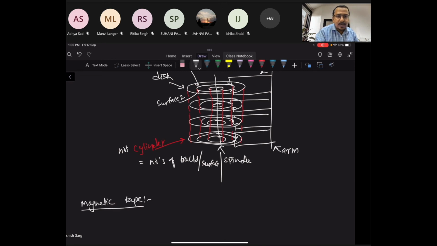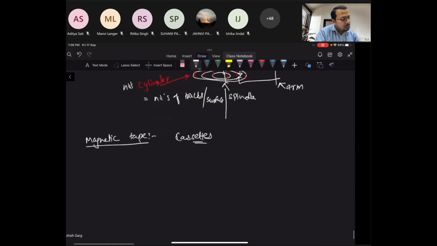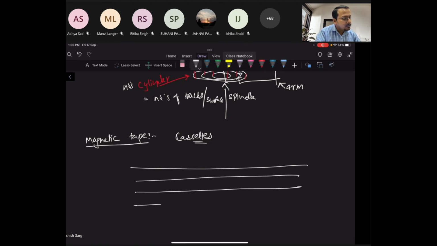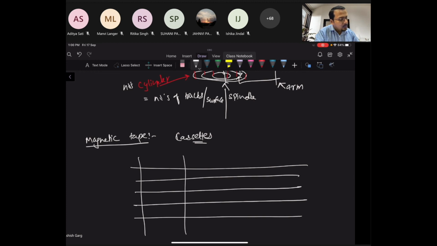So magnetic tape is like your, let's say, cassettes which you may have seen in your childhood. VCR was there, then audio cassettes were there, which had a brown film. So that film is a magnetic tape. So we have a magnetic tape like this.